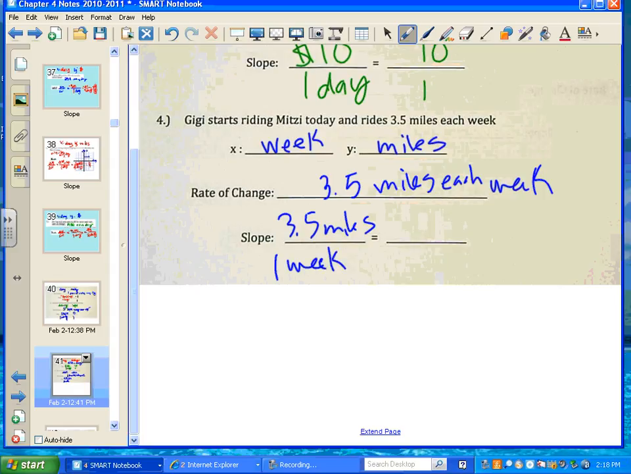Now, hopefully you remember this from yesterday. When there's a decimal, Jared, what do we do? So what are we changing that to? Good. So 7 miles for every 2 weeks, which is true. If you're riding 3.5 miles in 1 week, you're going to ride 7 miles in 2 weeks. So do not leave your slope as a decimal. Convert it. Writing that as just a number, we get 7 over 2.